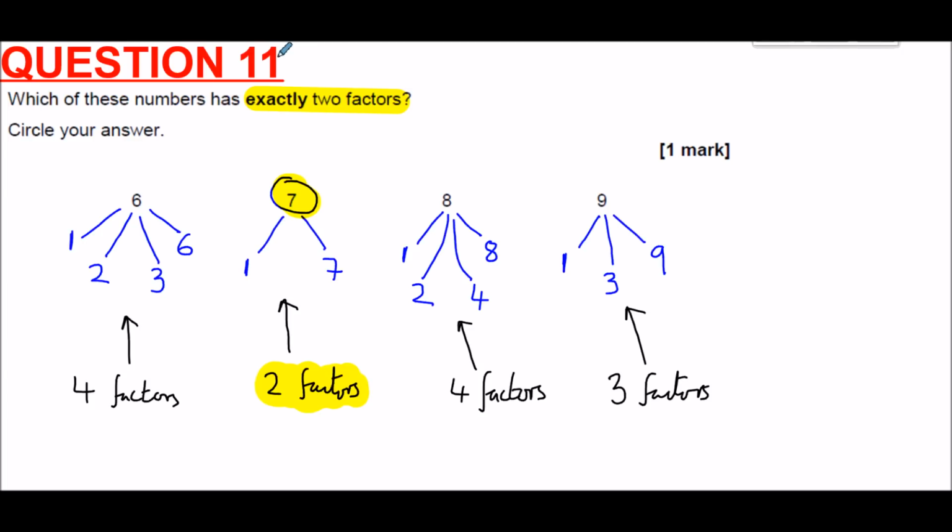Now, I did mention a calculator tip. If a number has exactly 2 factors, that's a fancy way of saying that the number must be prime. Because a prime number has only 2 factors, itself and 1, where itself and 1 are different numbers. So which of these numbers has exactly 2 factors? It's the same as saying which of these numbers is a prime number. It's exactly the same thing. So 7 is a prime number, but I'm going to show you how a calculator can help you determine if a number is prime or not.